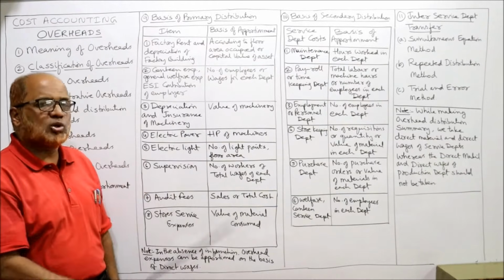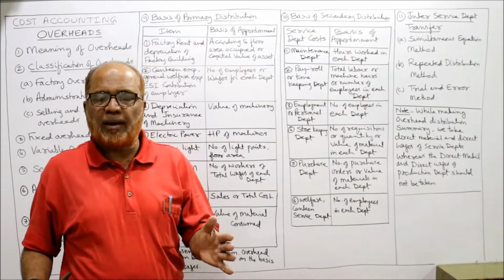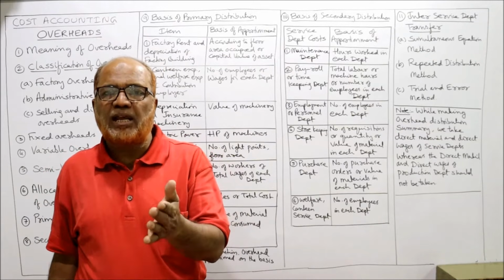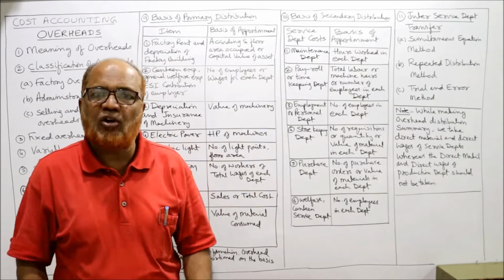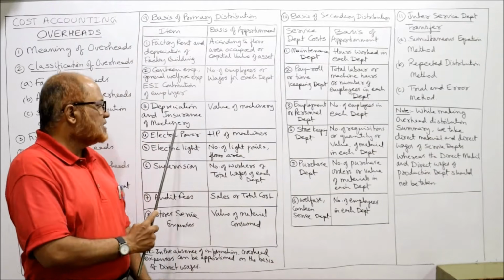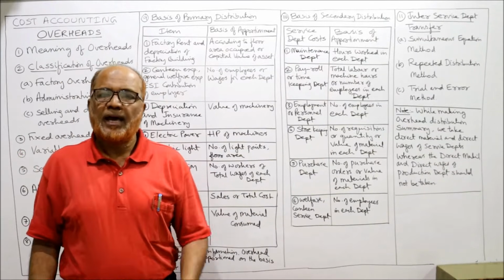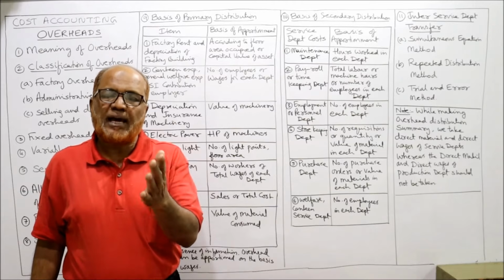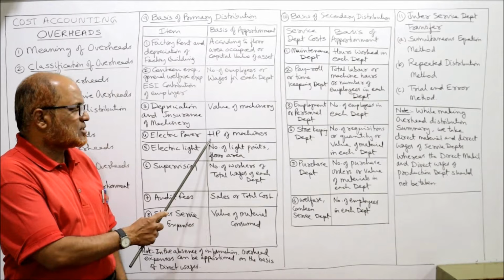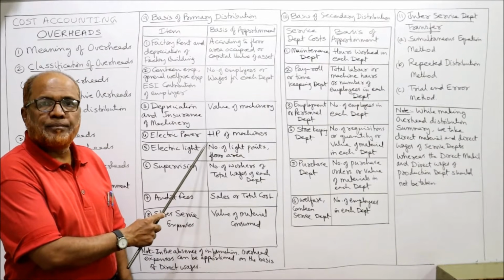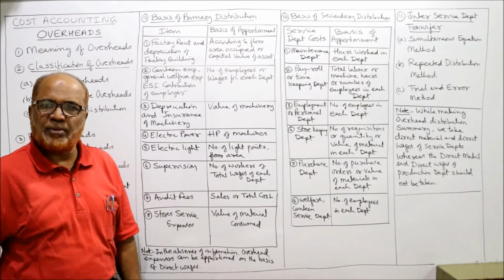Second, depreciation and insurance of machinery. Machinery है, machinery का depreciation and insurance that will be divided in the ratio of value of machinery. Similarly, electric power. Electric power, the expenditure on electric power will be distributed on the basis of HP of machines. Horsepower. HP stands for horsepower of the machine.